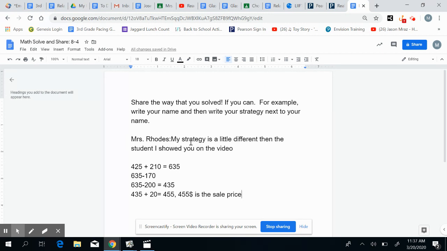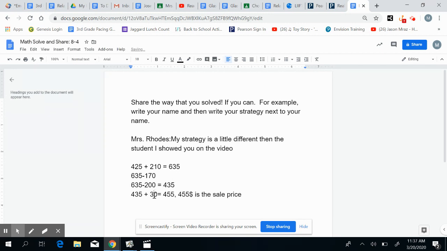So Mrs. Rhodes' strategy, my strategy is a little different than the student I showed you on the video. So this is my strategy. I was thinking 425 plus 210 equals 635. That's my total cost of items that Peyton bought, right? Then I have to subtract that 170 because that's our discount. So I actually did a little bit different. I just subtracted. I saw that 170 is close to 200 as well. So I did 635 subtract 200. So that gave me 435.